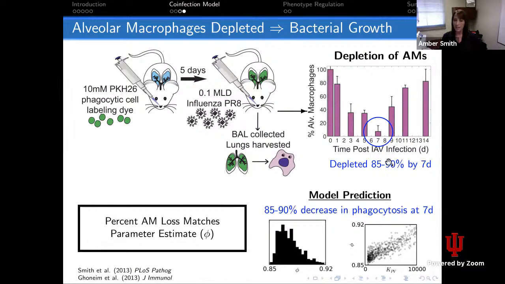But at day 7, that exact value that we had, where we suggested it was 85 to 90%, was exactly that. So this data actually validated not only the mechanism, but also the parameter value that we had. And this was even in the face of having a correlated parameter value.